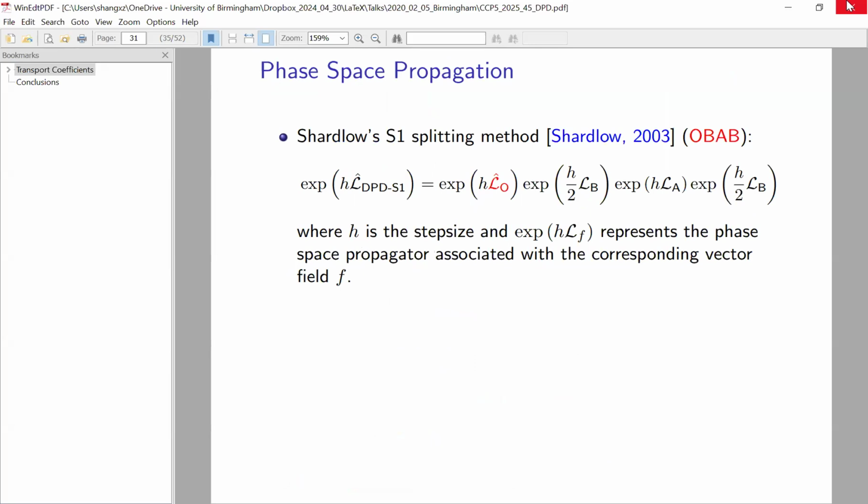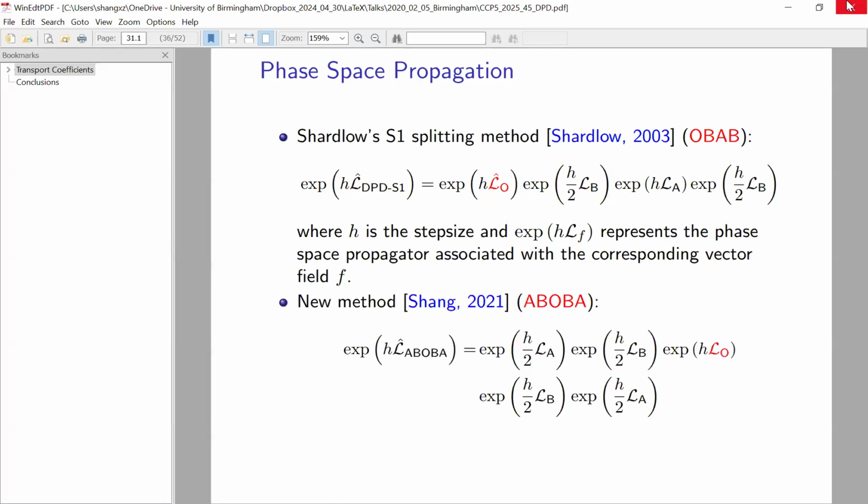One of the most popular methods in the DPD literature is by Tony Shardlow, who used to be in Manchester, but now is in Bath. His famous method estimates the O part by one step, followed by a half step for the B part, then one step for A, and another half step for B. So it's essentially the OBAB method. Whenever a letter appears twice, we have to use a half step.